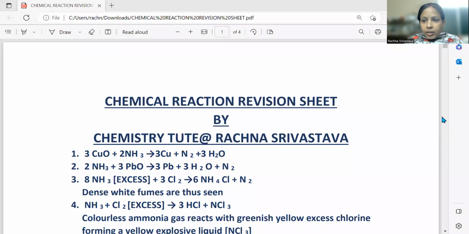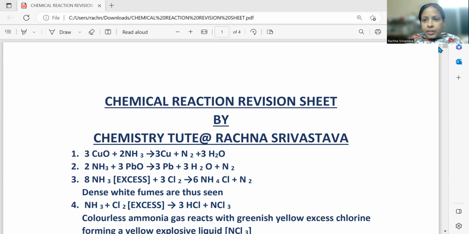Hello everyone, Chemistry Tute is back again with a very important revision worksheet of the reactions, which covers your study of compounds. So without wasting any time, let me share the PDF with you all. Here it goes. Now in this PDF, you can see that the reactions are there. I have taken, you will be covering it both the ways.